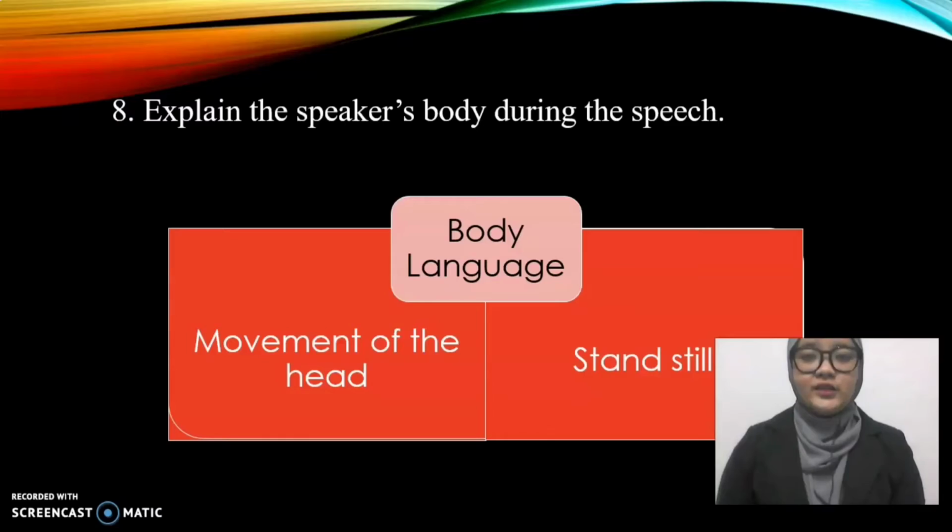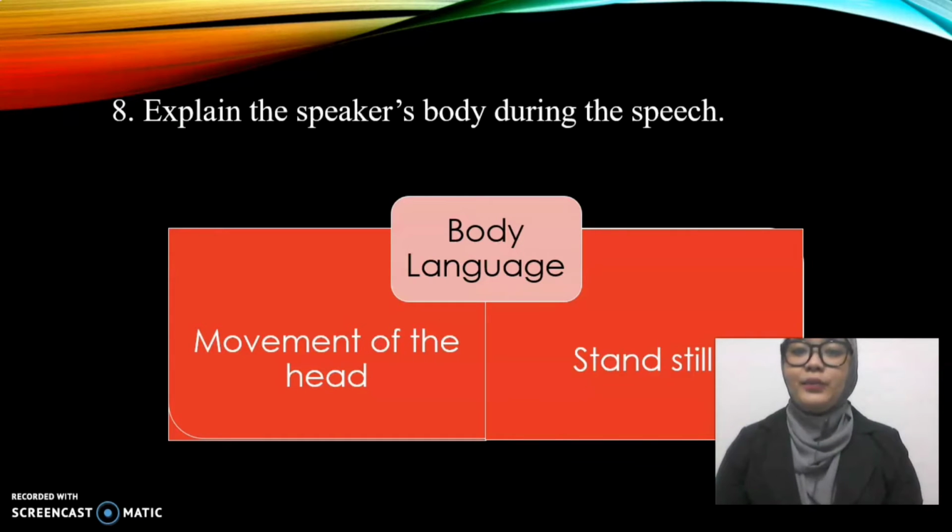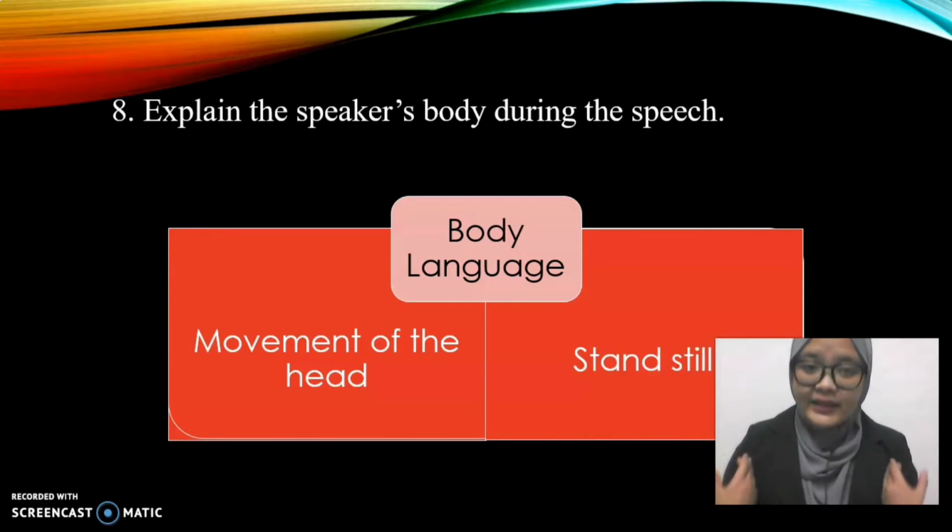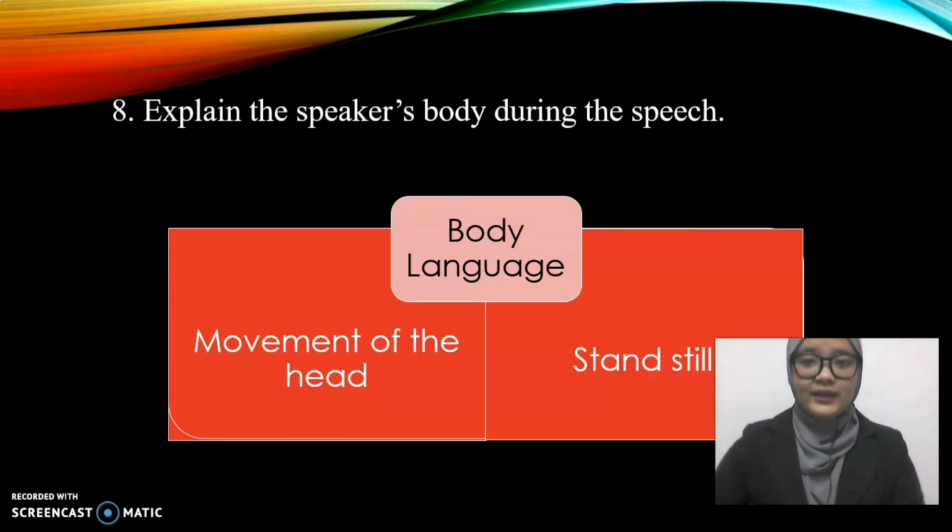Question number 8. Explain the speaker's body language during the speech. Firstly, the elements of body language include physical appearance, which can give visual impact to build connection with the audience at first sight. For example, the attire and the colors of the attire itself.